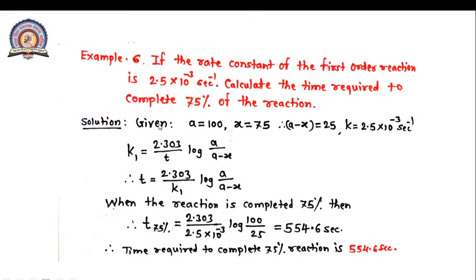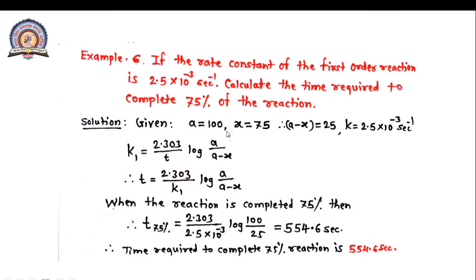Solve this problem. Solution. The given value A means initial concentration is 100, X is equal to 75. Therefore, change in concentration after time t, that means A minus X, is equal to 25, and the value of rate constant K is 2.5 into 10 raised to minus 3 per second. Now the formula used for this example is K1 is equal to 2.303 divided by T log A divided by A minus X. Therefore, T is equal to 2.303 divided by K1 log A divided by A minus X.